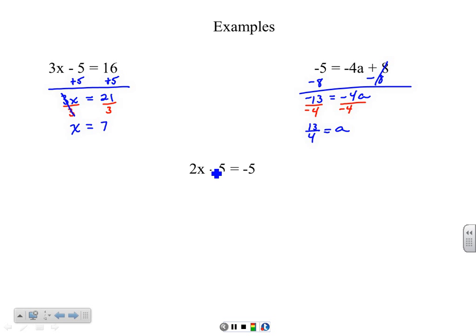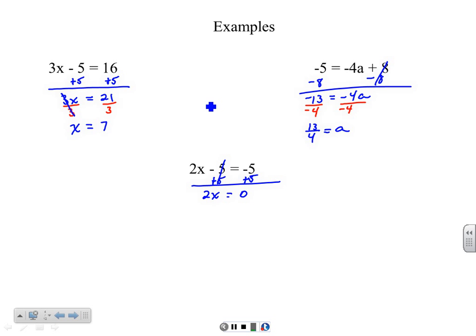Alright, the last problem here. Notice I have a 2x minus 5 on the left-hand side. So I want to get like terms on the same side. So I need this negative 5 over here with this negative 5. So I'm going to add 5 to both sides. And so we get 2x is equal to 0.